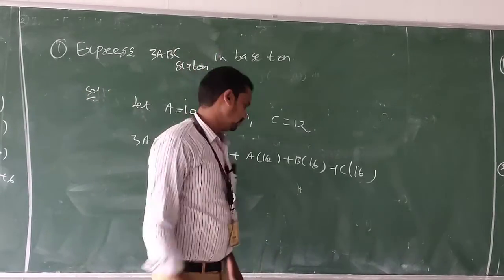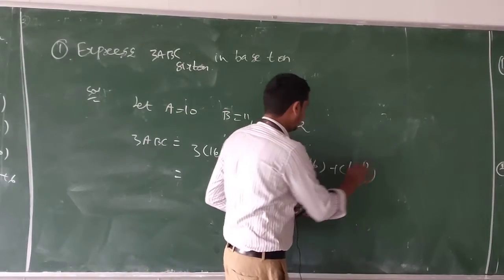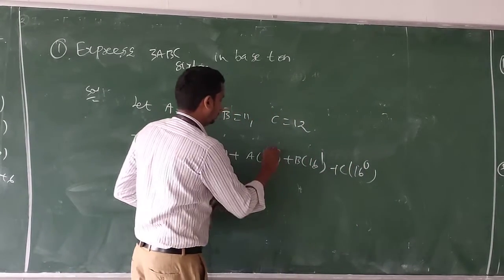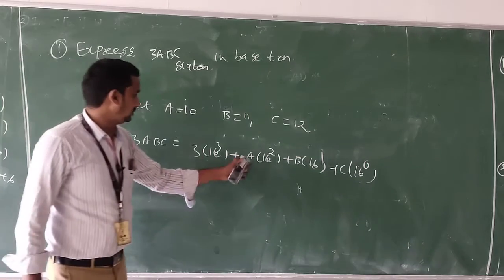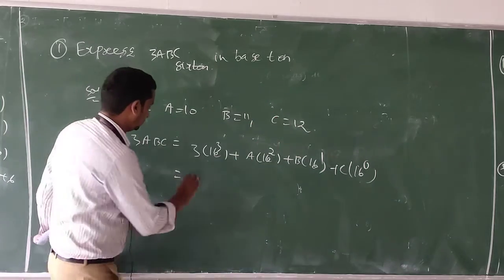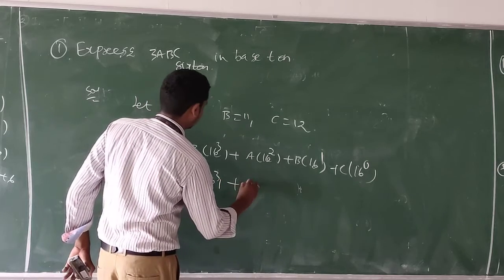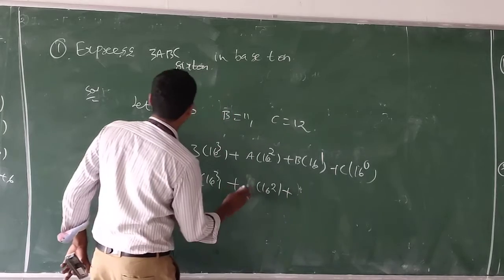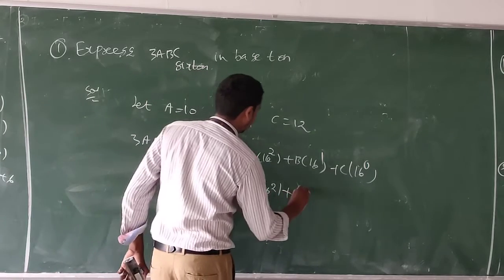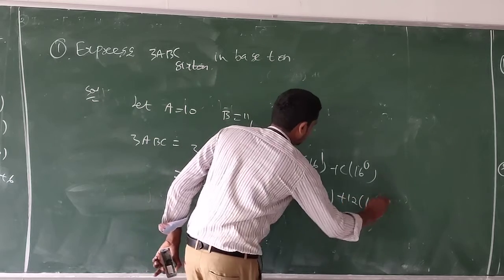adding the power values. Here the last term has power 0, then 1, 2, 3. Now after that, replace the ABC values. So 3 into 16 cube plus A's value 10 into 16 square, B's value 11, C's value 12. Okay.